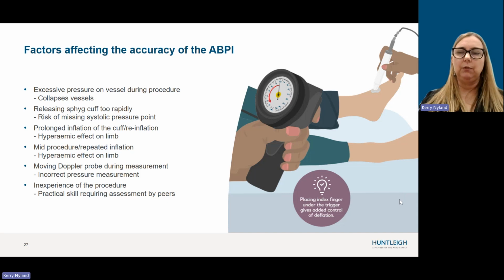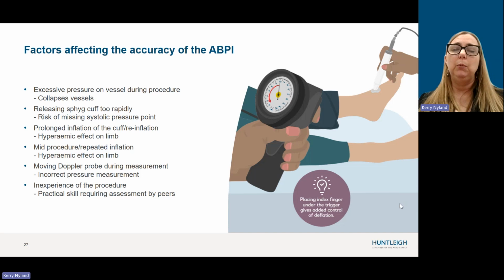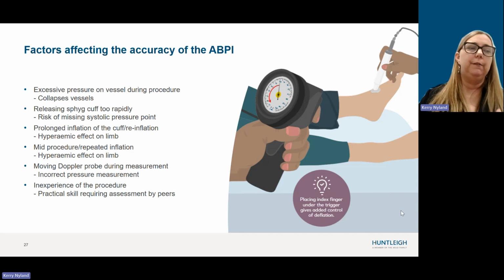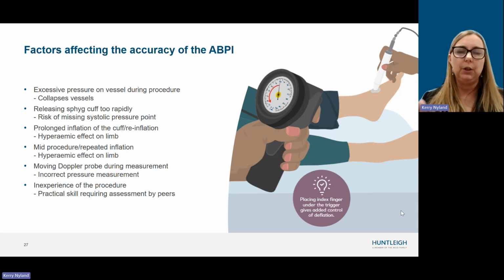It's also worth remembering that the ABPI is very much a practical skill, and the more you do it, the easier it gets. When you're starting out, if you've got two people to do it, that is really helpful because you're doing two things at once: you've got your Doppler in one hand and your cuff in the other. While you're getting used to that process, if two of you can do it, it makes it a lot easier. Once you've done a few, you'll find your own pattern and positioning, the best way to do it for you.